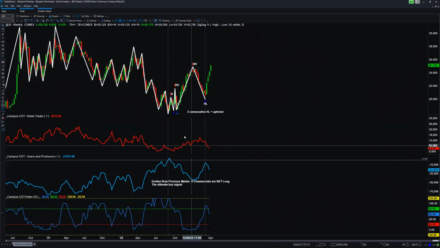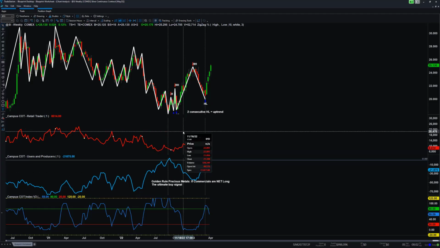They're not always wrong, right? Just as the commercials are not always right, but the commercials are the most consistent winner, and the retailers are the most consistent loser. So if we want to have the best odds, then we follow the most consistent winner. And even better, if we have the most consistent loser on the opposite side. So how would this look in terms of our index?